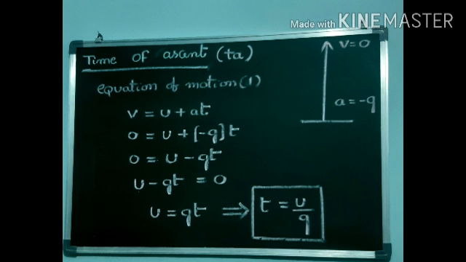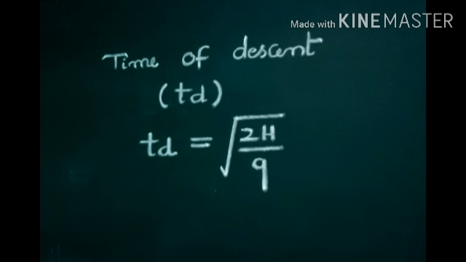So the time of ascent formula is u by g, initial velocity divided by acceleration due to gravity. Now time of descent: the time taken for the object to reach the surface of the ground. The formula for time of descent is the square root of 2h by g.